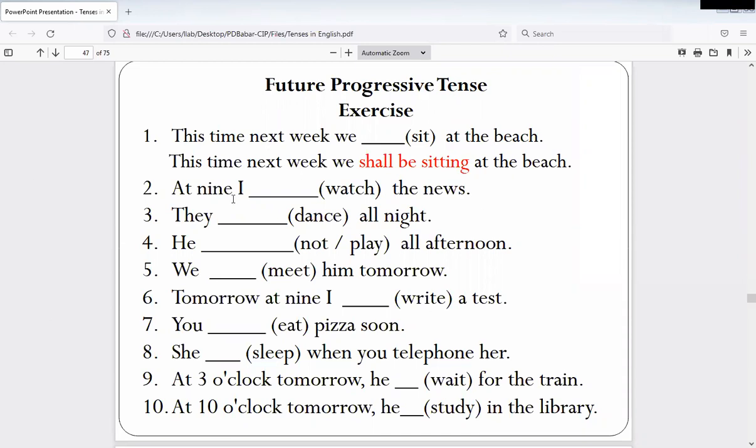Yes, so this was the seventh one. You will be eating pizza soon.